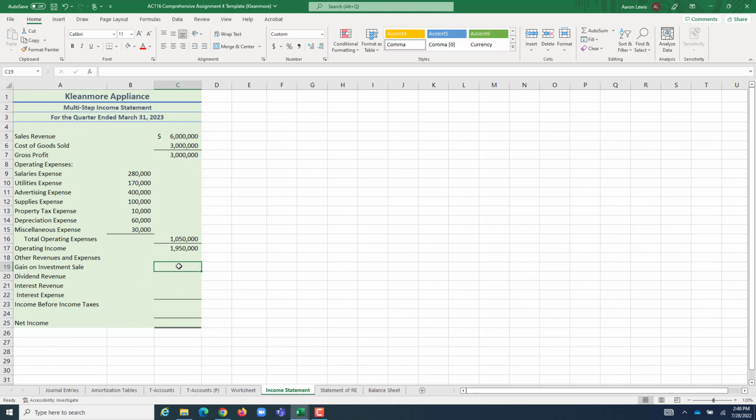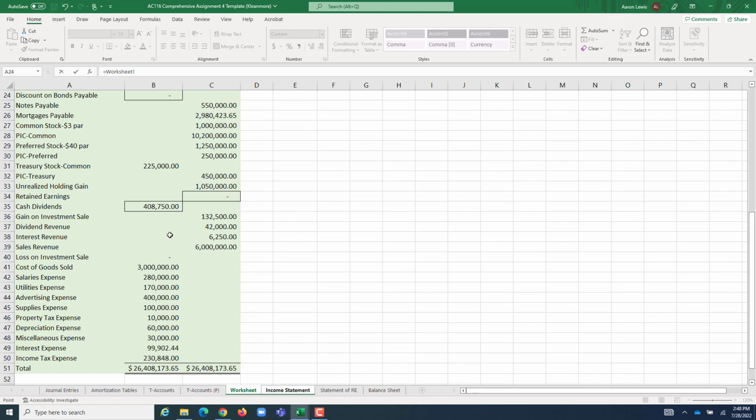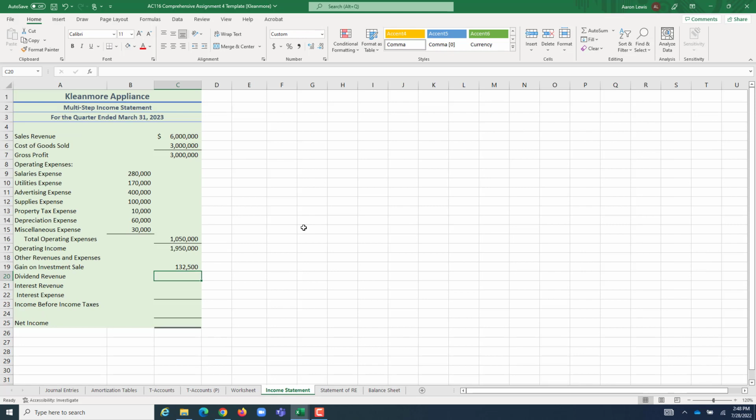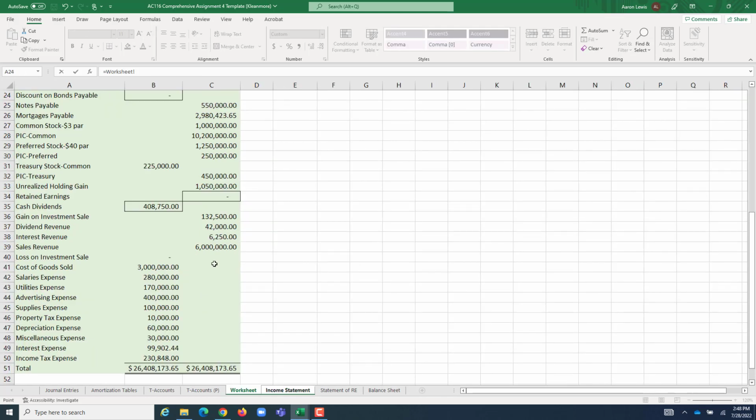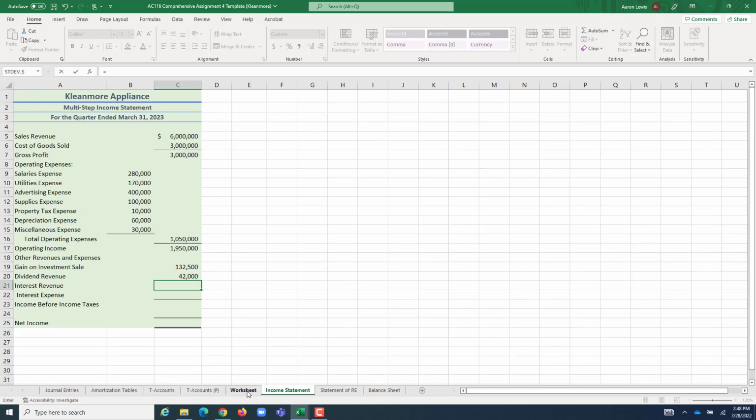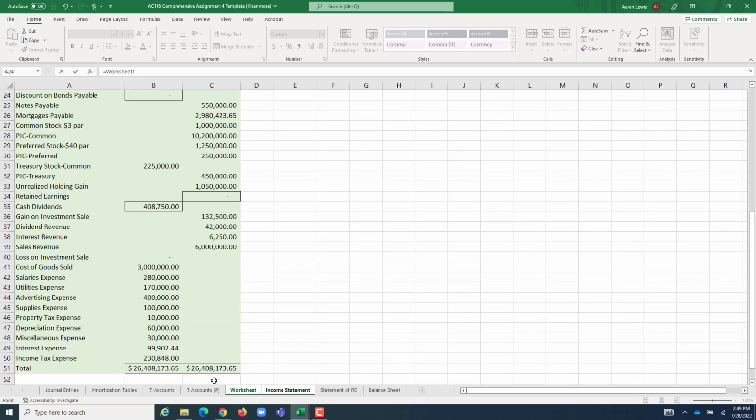So for gain on investment sale, I'm going to put this in the rightmost column. What was that? Gain on investment sale was $132,500. Let's go and bring that number over. Dividend revenue for the period is going to be $42,000. $4,000. And interest revenue was $6,250. So we made a pretty good chunk of change outside of our normal course of operations. Probably, in fact it did, offset the fact that we had to pay for interest on all of the borrowing that we did. So if I go back to worksheet, now I can bring over interest expense of $99,902.